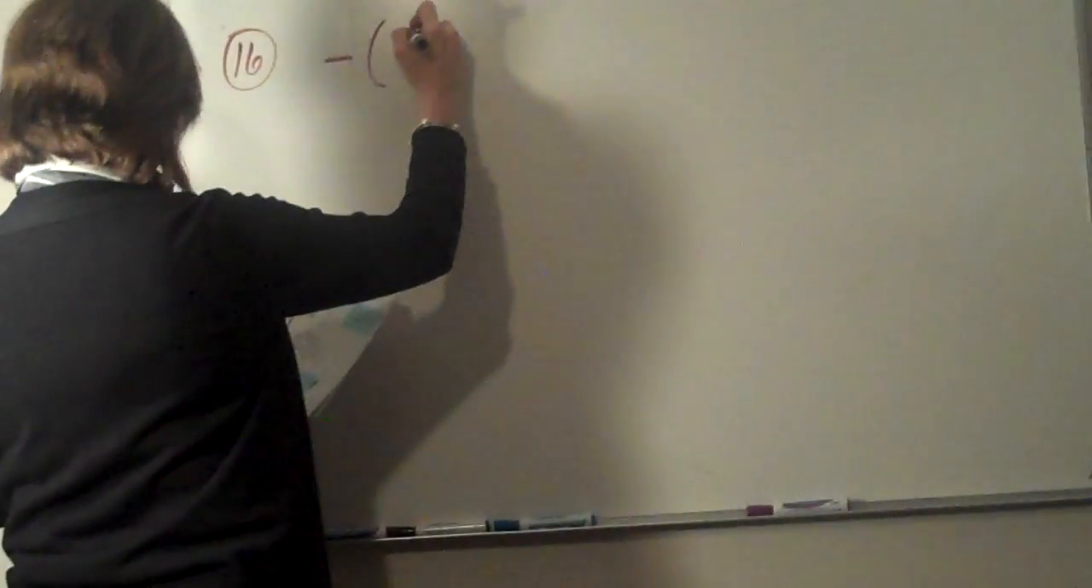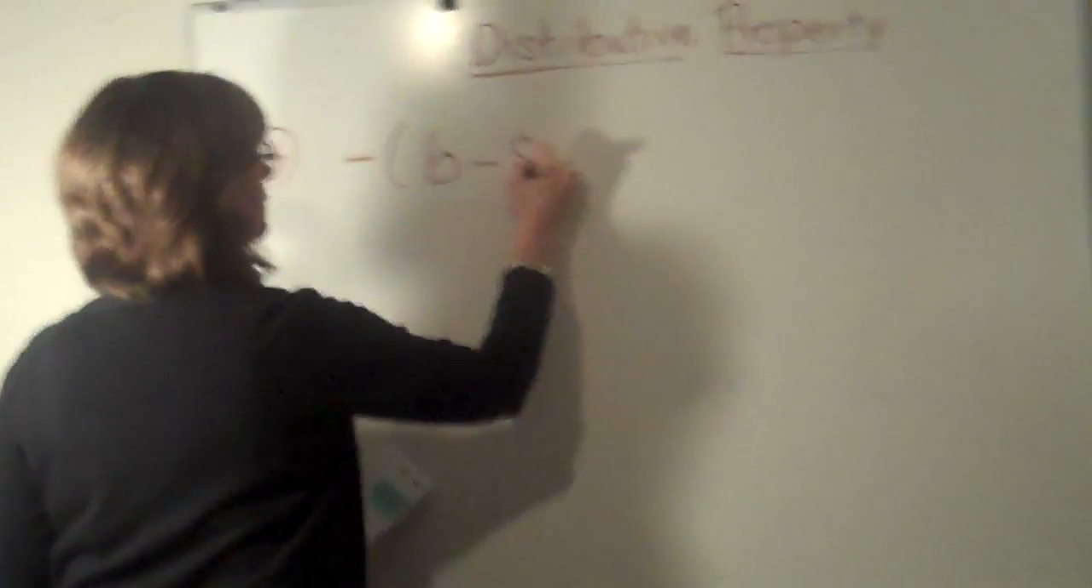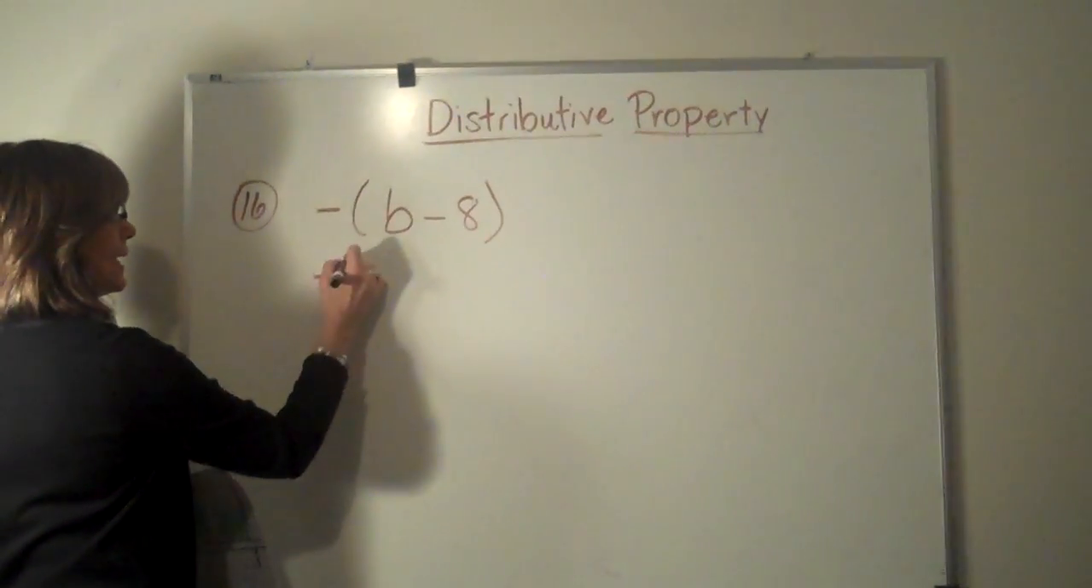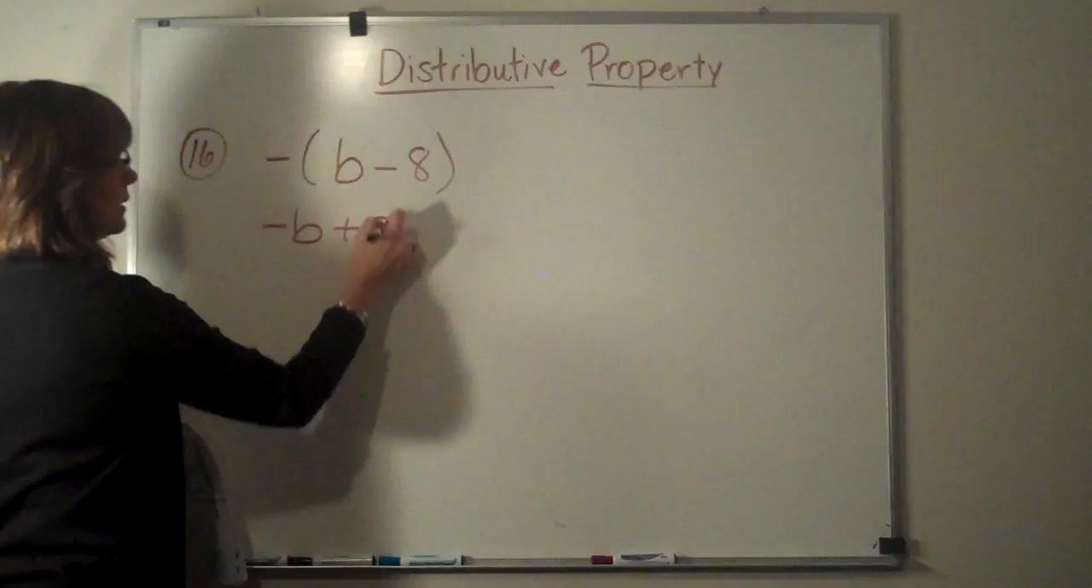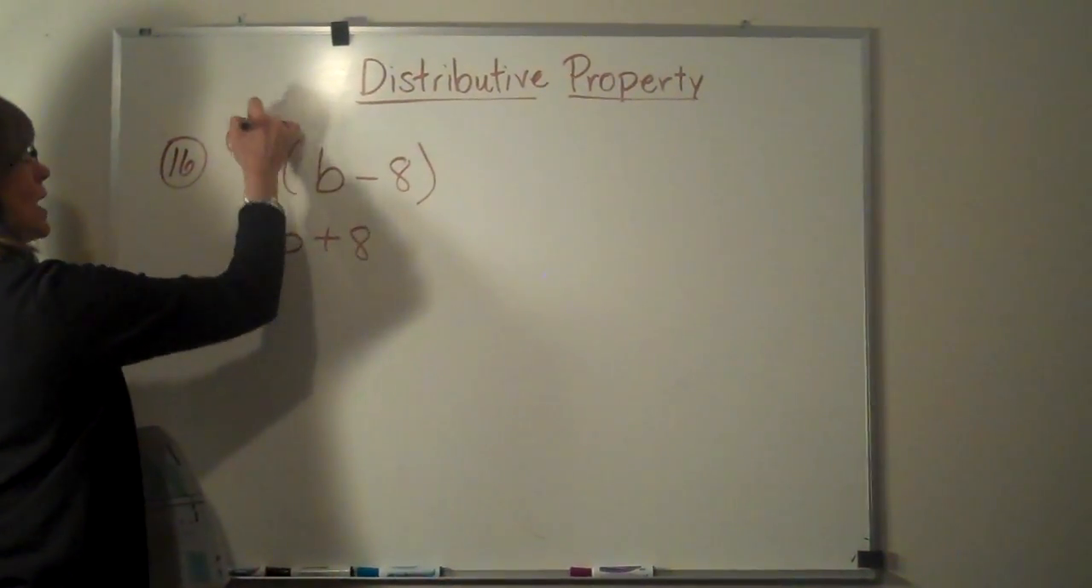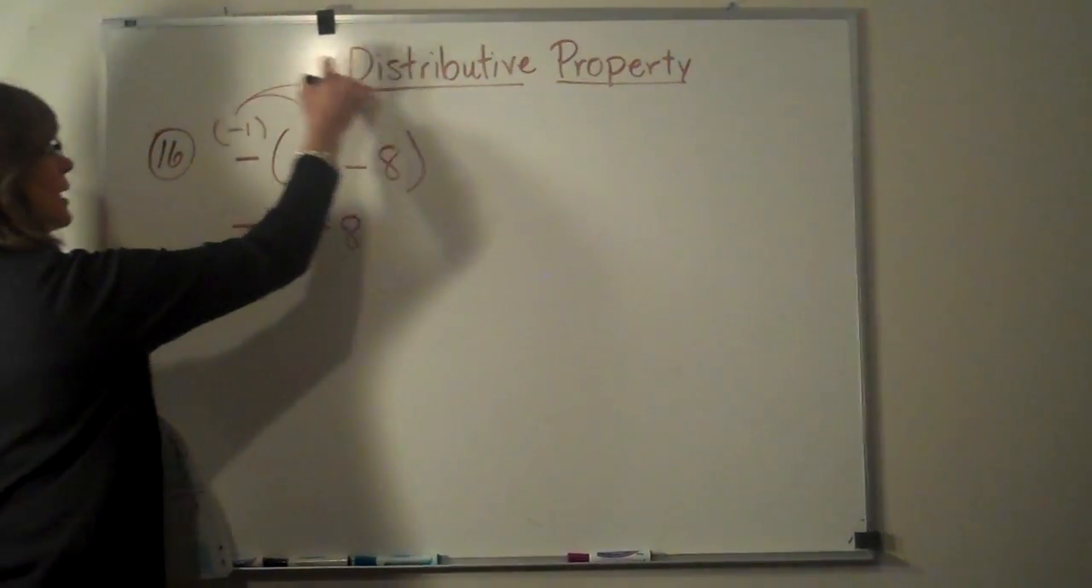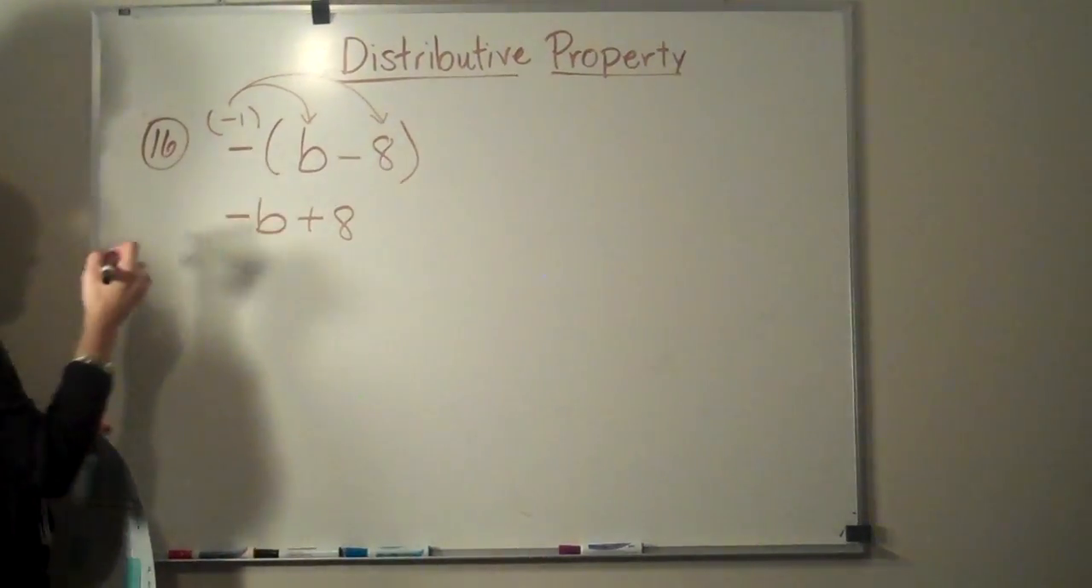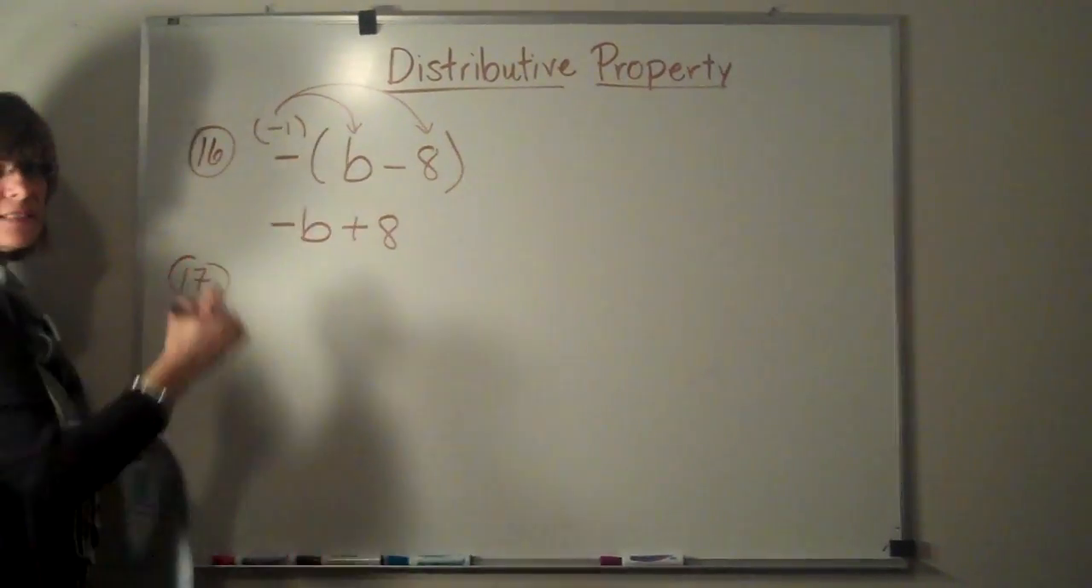Negative 1 times (b minus 8). So now it's negative b plus 8. Because it's like I'm doing negative 1 times this, negative 1 times this. Number 17.